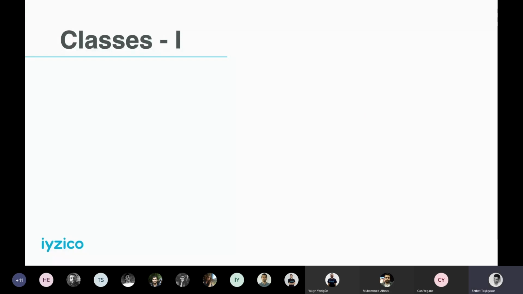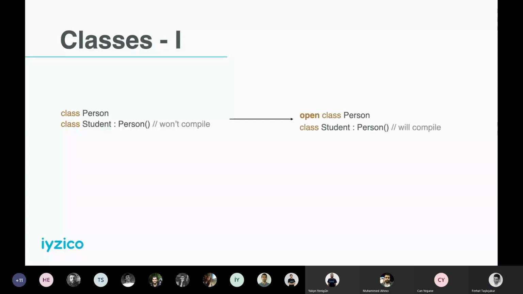Next topic is classes. Classes in Kotlin are declared with the class keyword like in any other language. Also, if you want to inherit a class, you can do basically like this, but it won't compile because by default, Kotlin classes are final and they can't be inherited. If you want to inherit a class, you have to specify it with the open keyword. There's an example on the screen. And there's an example about interface.